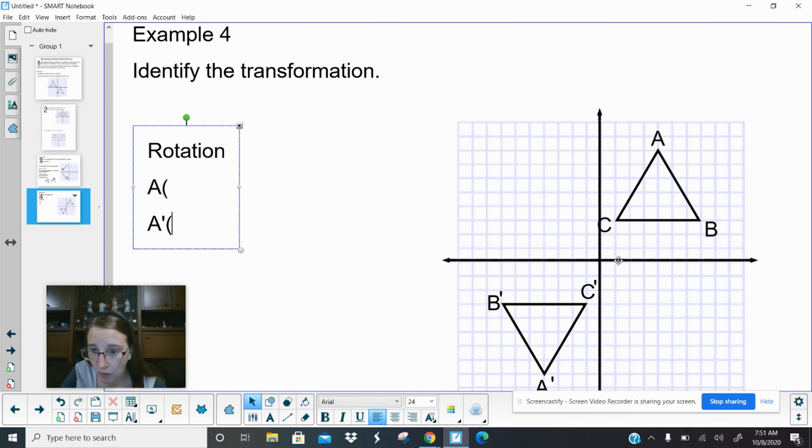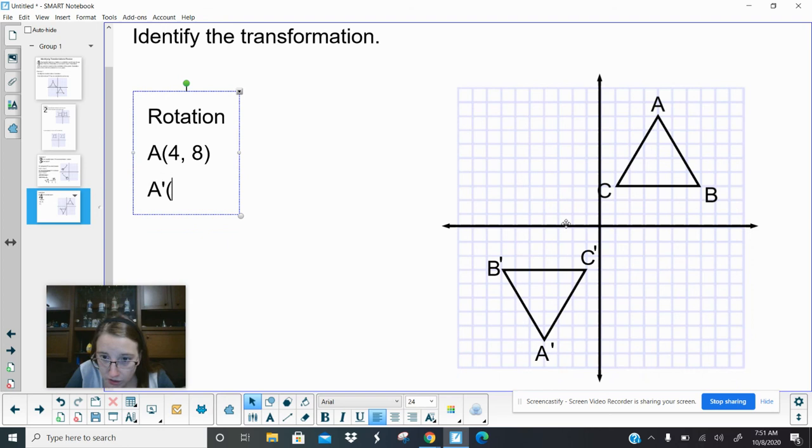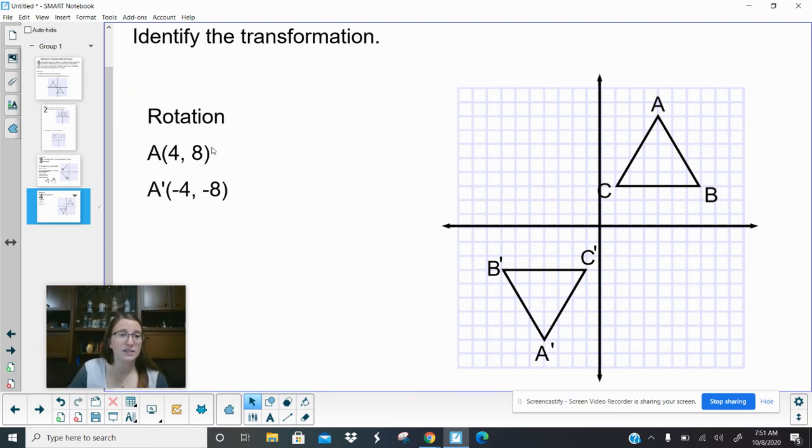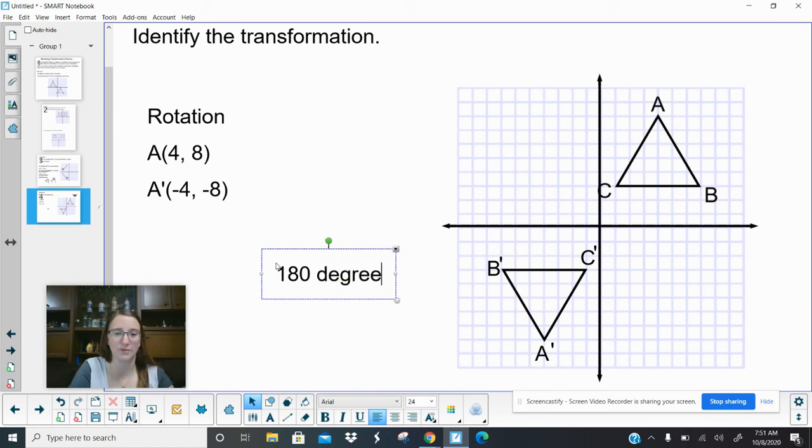Okay, here's A, 1, 2, 3, 4, comma, I believe it's 8, yeah. And A prime is negative 1, 2, 3, 4, and then down 8. Okay, so notice what happened. Did our x and our y switch? Nope, it's still 4, 8, 4, 8. So if your x and your y do not switch, this is guaranteed to be a 180-degree rotation.